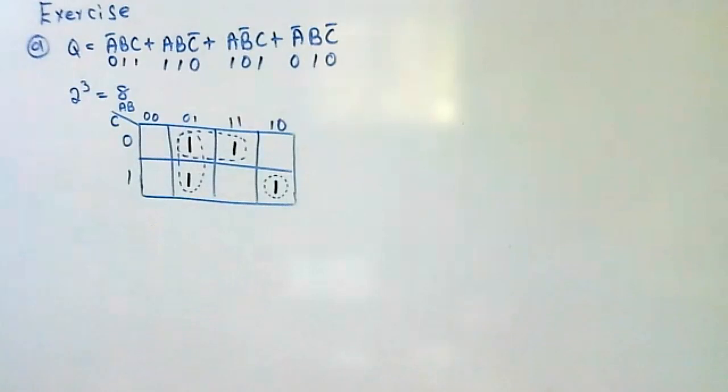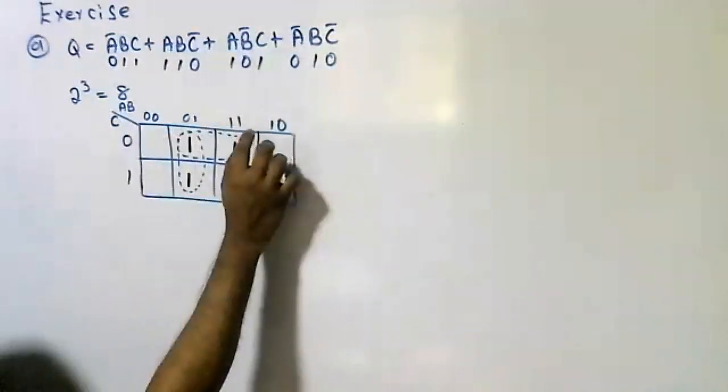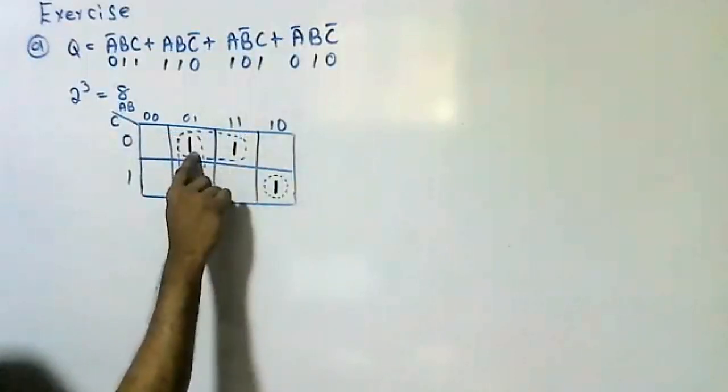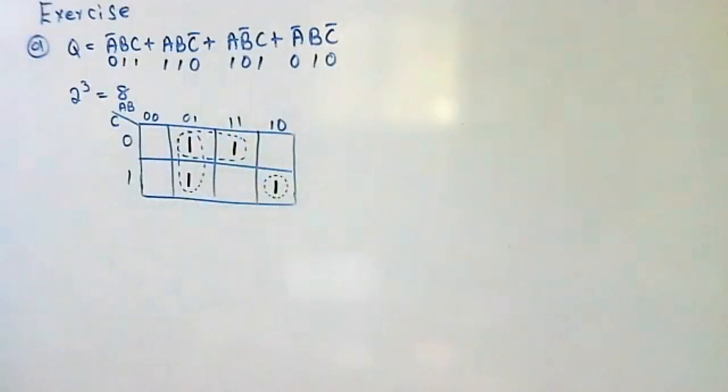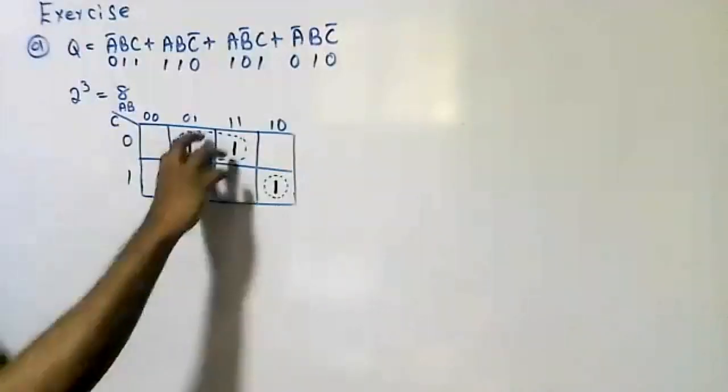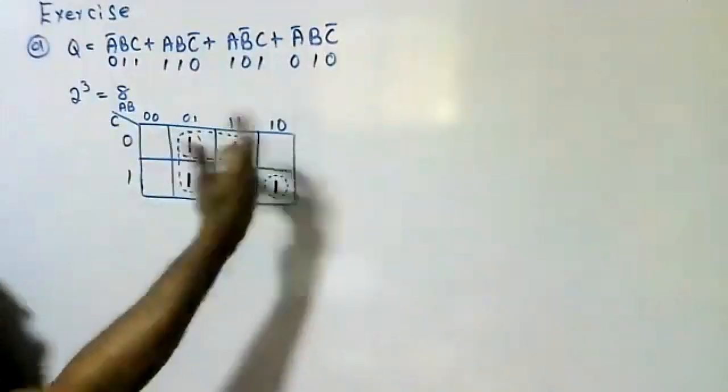0, 1, 0 here. I marked it, no? Okay, sir. Right. So your answer should be like this. Hereafter, by using these groups, we can simplify it.